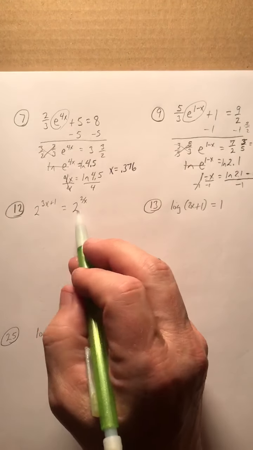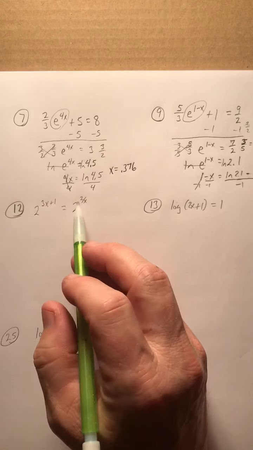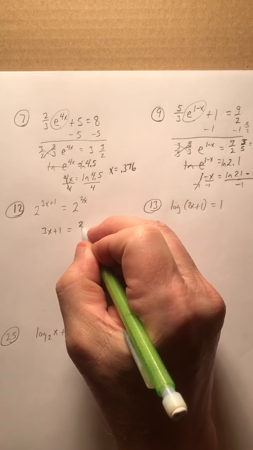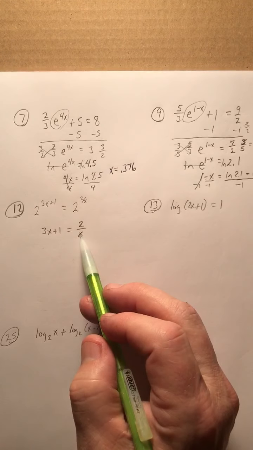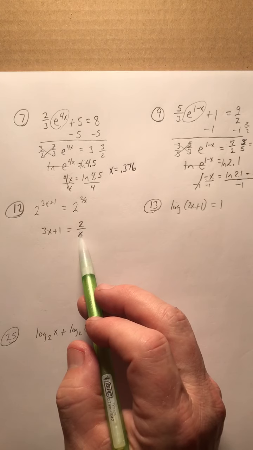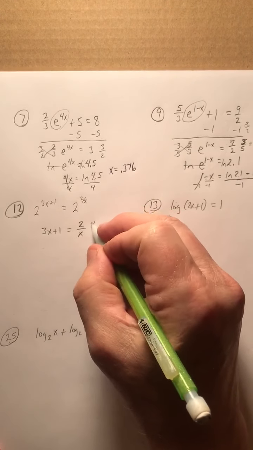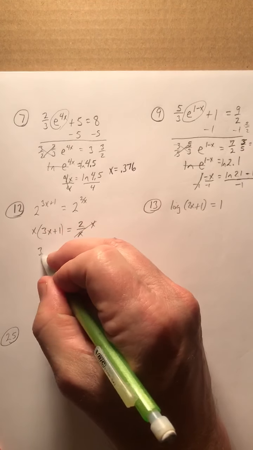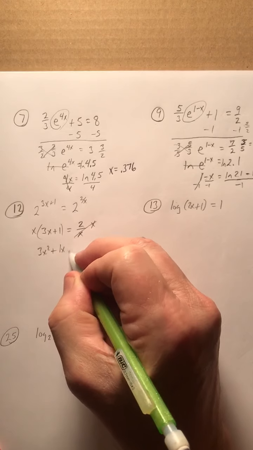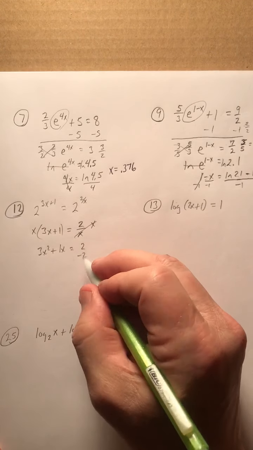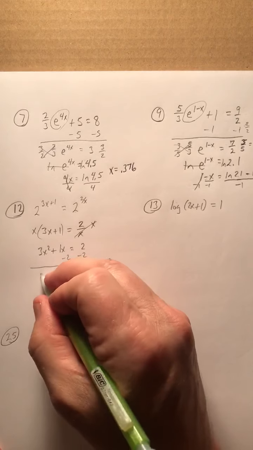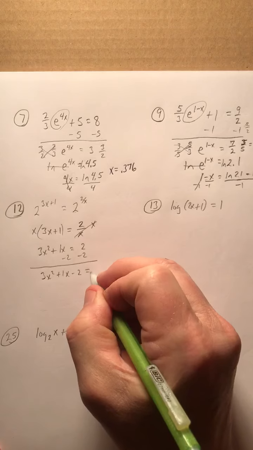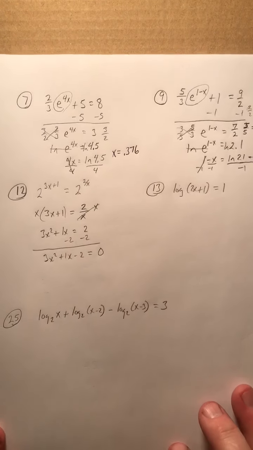Then number 12, the bases are the same. So since the bases are the same, all I got to do is set the exponents equal to each other. So 3x plus 1 equals 2/x. Now, I have to get this x out of the denominator, so I multiply both sides by x. They'll cancel out. This gives me 3x squared plus 1x equals 2. Then I subtract 2 from both sides, and I get 3x squared plus 1x minus 2 equals 0. And then we have to factor that.